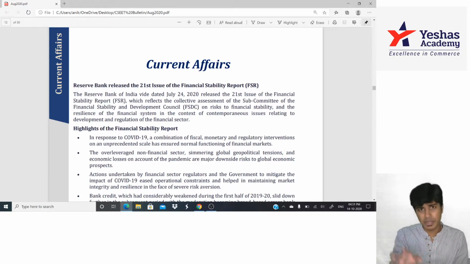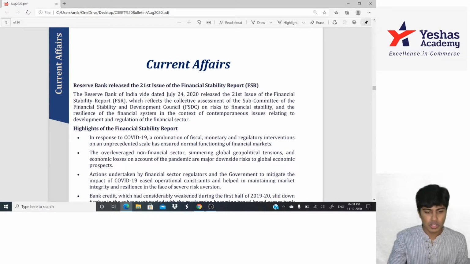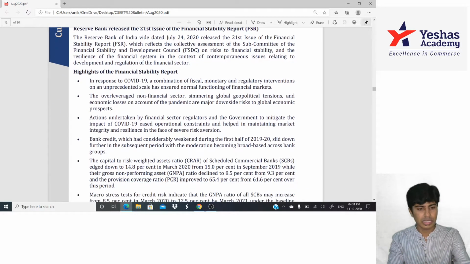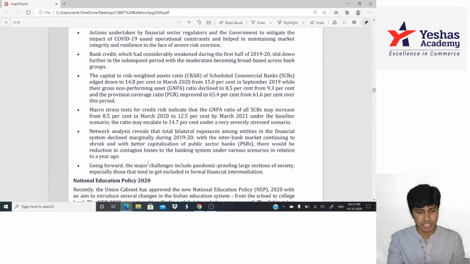PDF. This PDF basically has not just current affairs, but it has logical reasoning, legal aptitude, economics, and a lot of other papers which are part of your CSEET. But I am discussing exclusively the current affairs part. So this is what we discussed throughout now. Yeah, the Reserve Bank of India's financial stability report. All these points are something that we discussed.